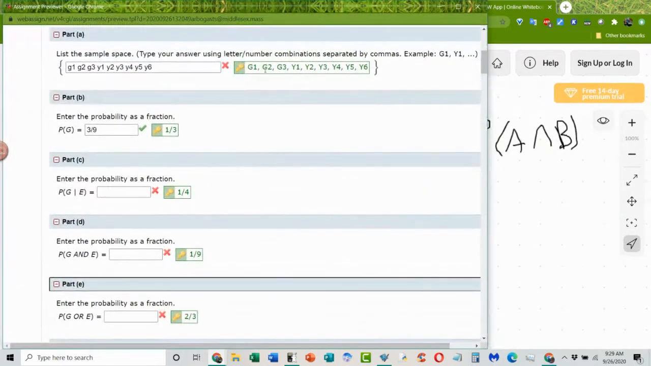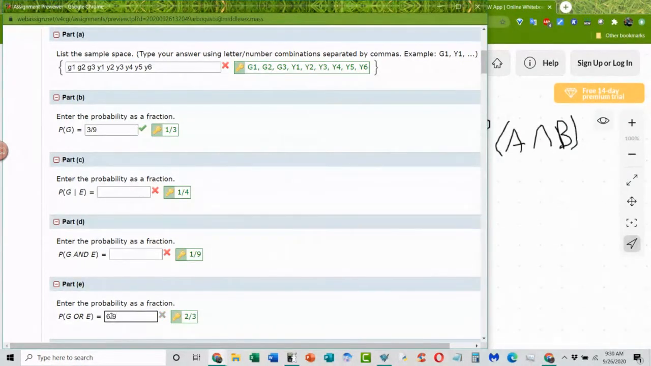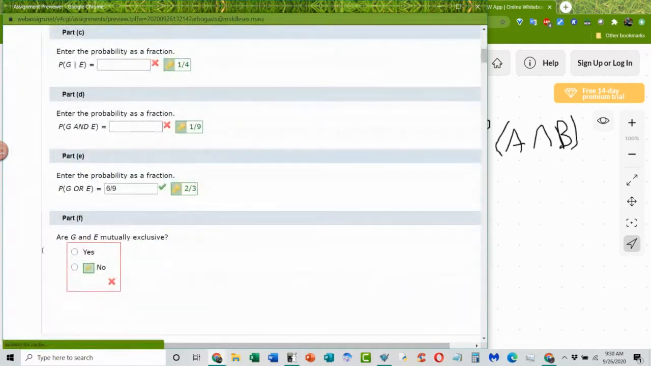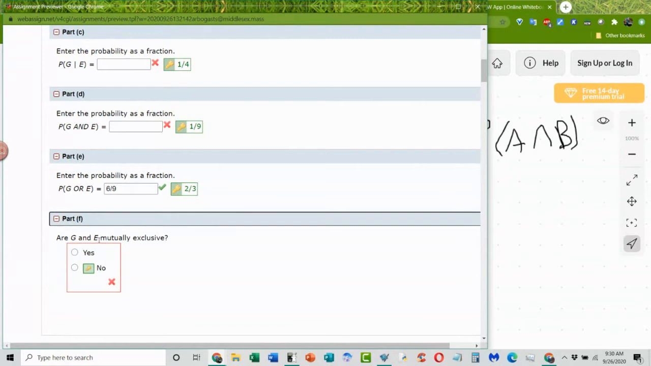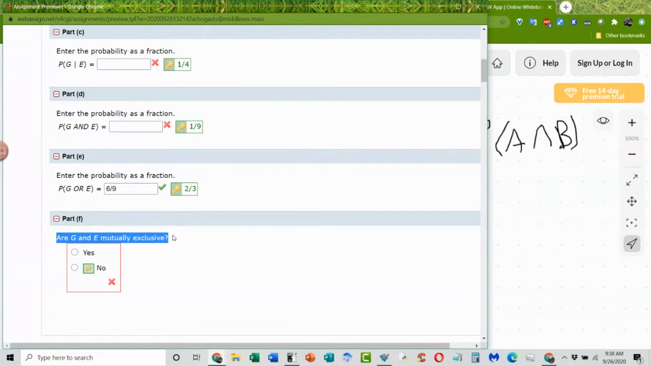So that's why I get 1, 2, 3, 4, 5, 6, 7, minus 1 is 6 out of the 9 things. And when I put that in there, it takes care of it. It doesn't care if it's reduced or not. And then, are they mutually exclusive? And the answer to that is no, because there's an intersection. That's all mutually exclusive means, is that they have no intersections. The two things never occur together.